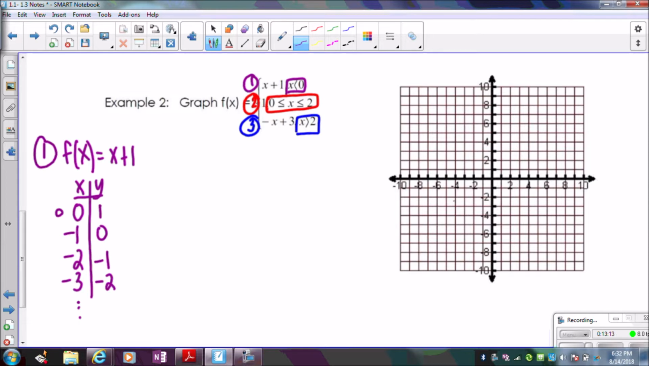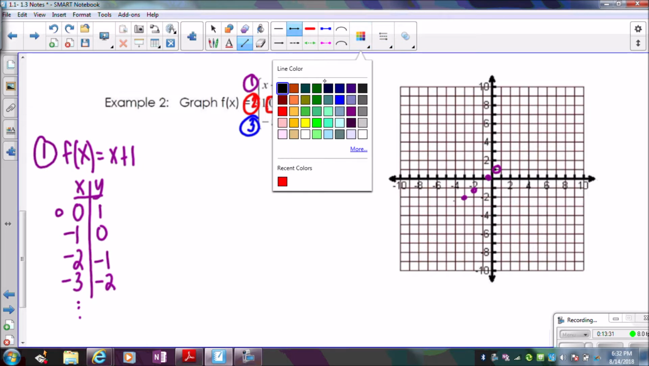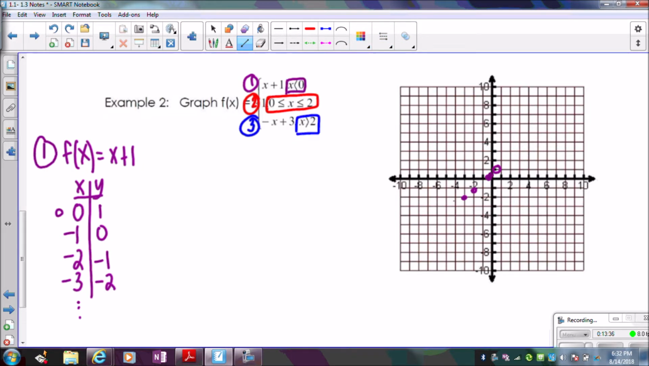So 0, 1, I'm going to have an open circle. -1, 0 is going to be filled in. -2, -1 filled in. -3, -2. And I could keep going with my slope here, or again, take and draw my line. And when I draw my line, remember, it should be going to the left this time, because I'm including when x is less than 0. So now we move on to number 2.